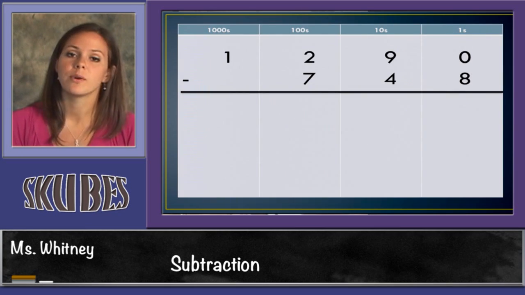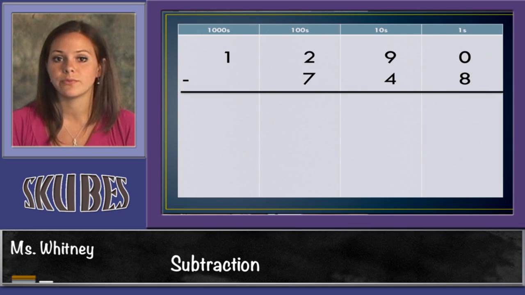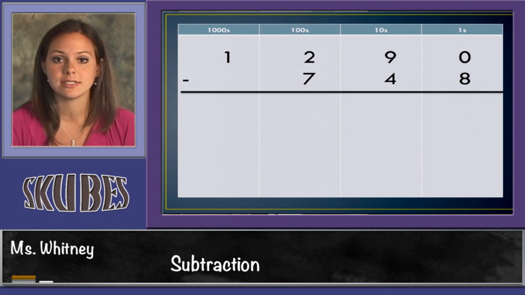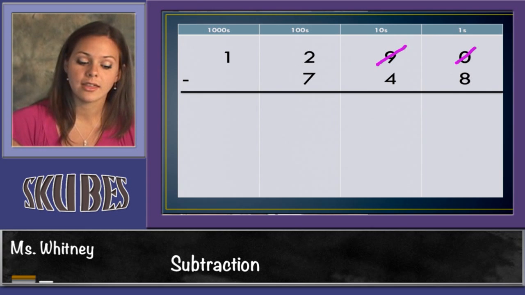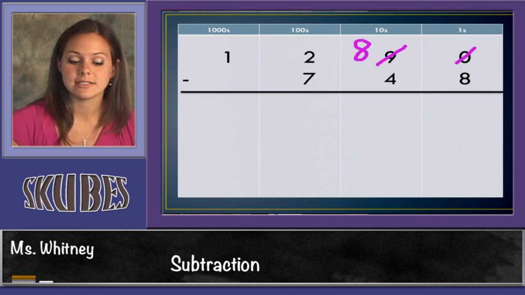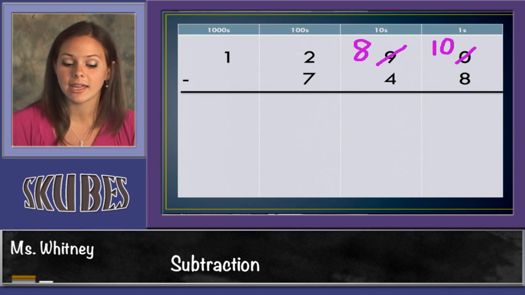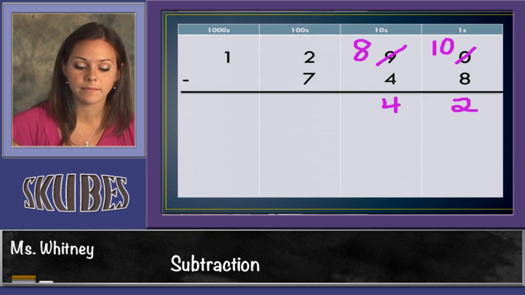In this problem, I have 1,290 minus 748. I start with the ones. I have 0, take away 8. I can't do it. I look next door. My 9 becomes an 8. My 0 becomes a 10. Now I can subtract. 10 minus 8 is equal to 2. 8 minus 4 equals 4.